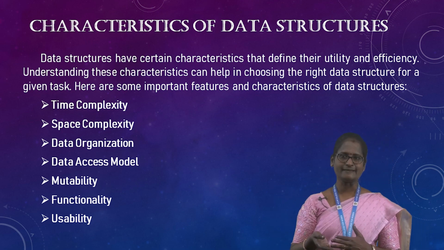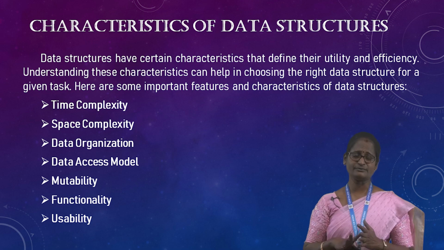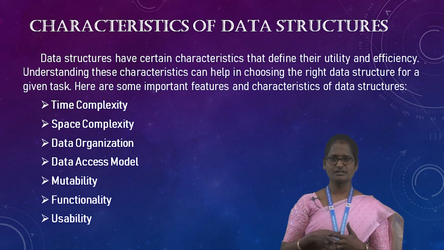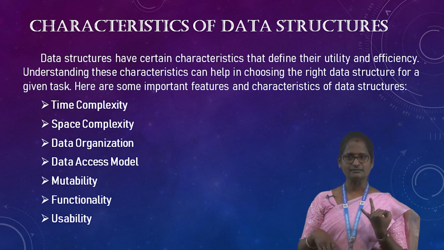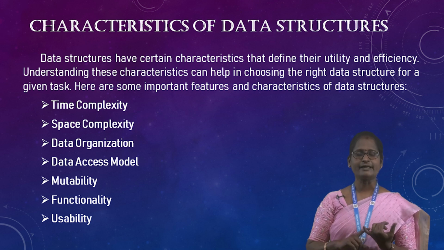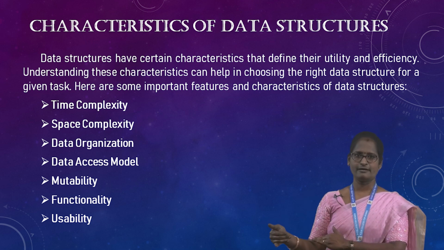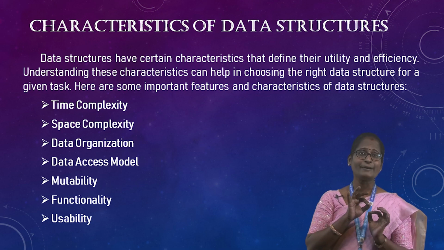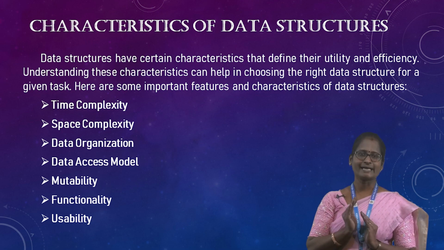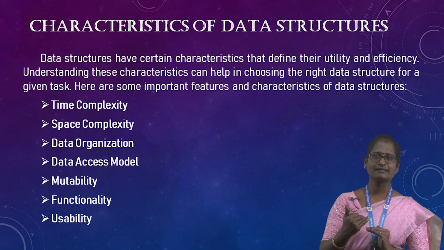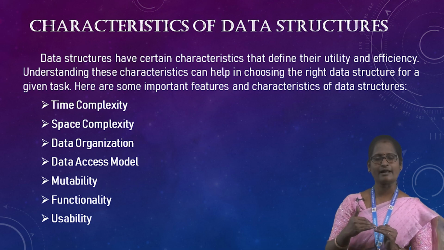Then the functionality. There are three types of functionalities in the data structures, that is the ordering, uniqueness and indexing. In the ordering, whether the data structure keeps elements in a sorted order. In the uniqueness, whether duplicated data are allowed. In the indexing, whether the elements can be accessed using an index or a key.